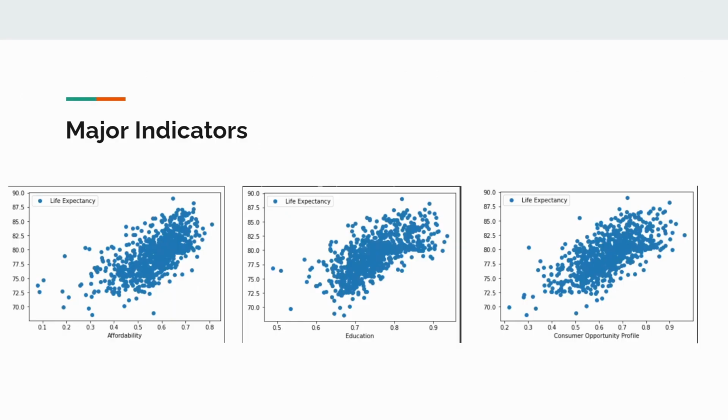With initial preliminary correlations, we saw that some of the major indicators were affordability and education, as they had the strongest linear correlation with life expectancy. This can be reinforced by the third graph as shown, which shows that the consumer opportunity profile, which both of these indicators belong to, also had a strong correlation to life expectancy.